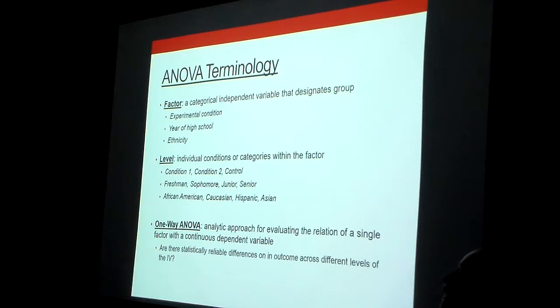We often, with our means-based tests, think about things in terms of, do conditions 1, 2, and 3 have different means? It's oftentimes more efficient just to say, is condition related to our outcome variable? Same type of thing. What we're doing with our one-way ANOVA is looking at whether there are statistically reliable differences in outcome across different levels of our independent variable. Questions?